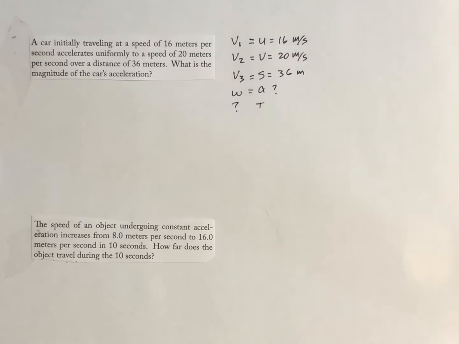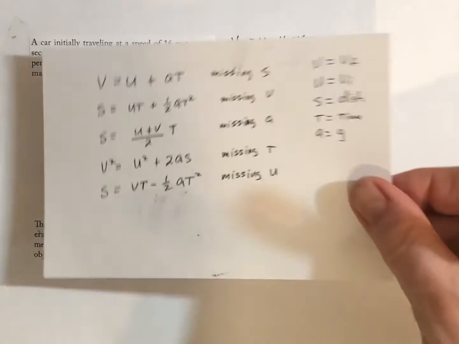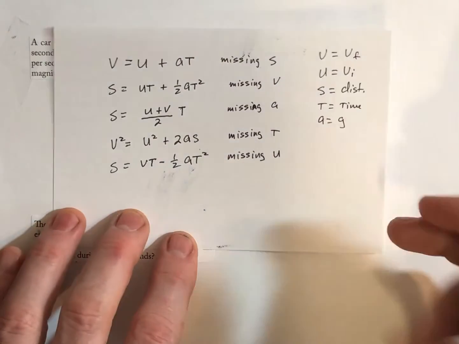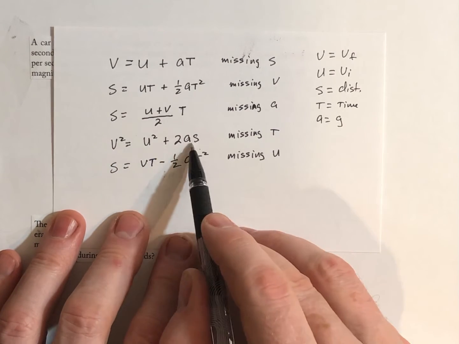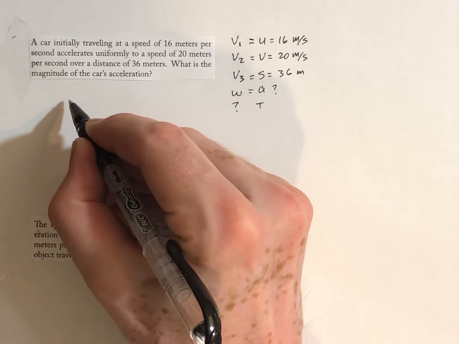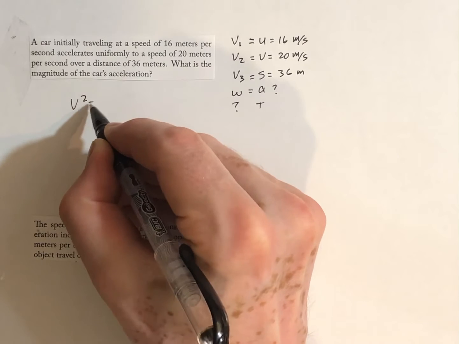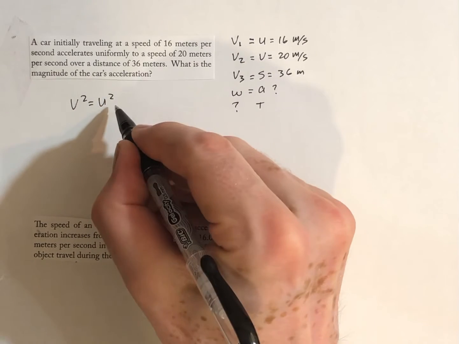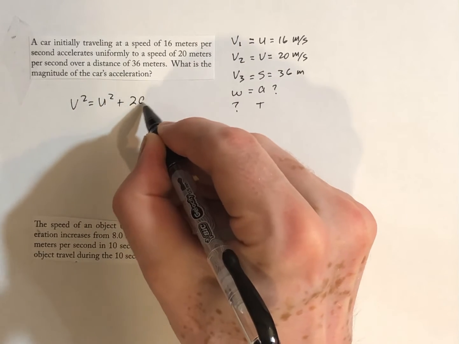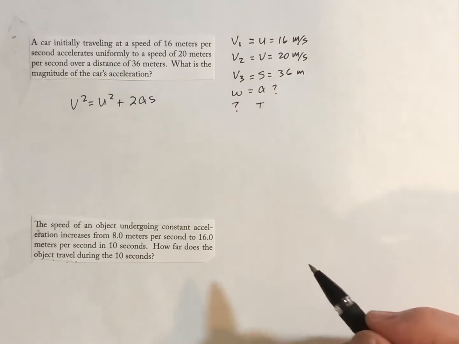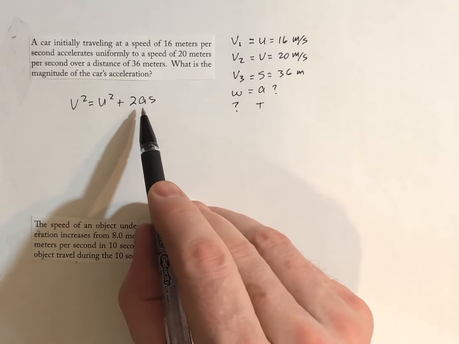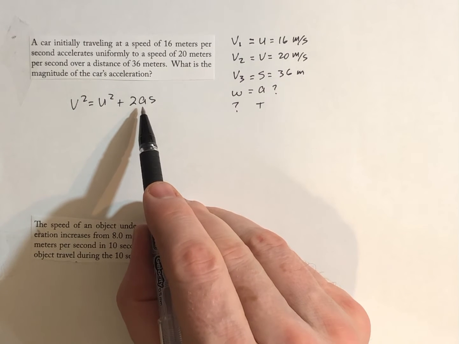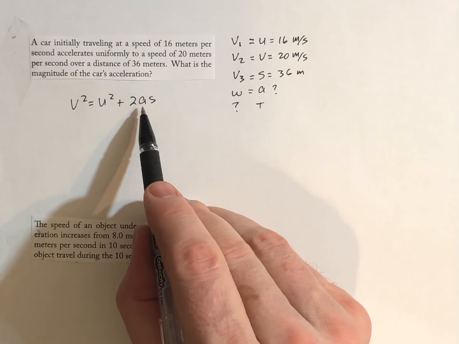And so when I grab my kinematics equations and look here, I just need to find the one that's missing time. I can use V squared equals U squared plus 2AS. That's the only one that's missing time. So let's write that up right here. V squared equals U squared plus 2 times acceleration times S. It's asking me for acceleration, so I'm going to manipulate this so that the acceleration is on one side of the equal sign and everything else is on the other.